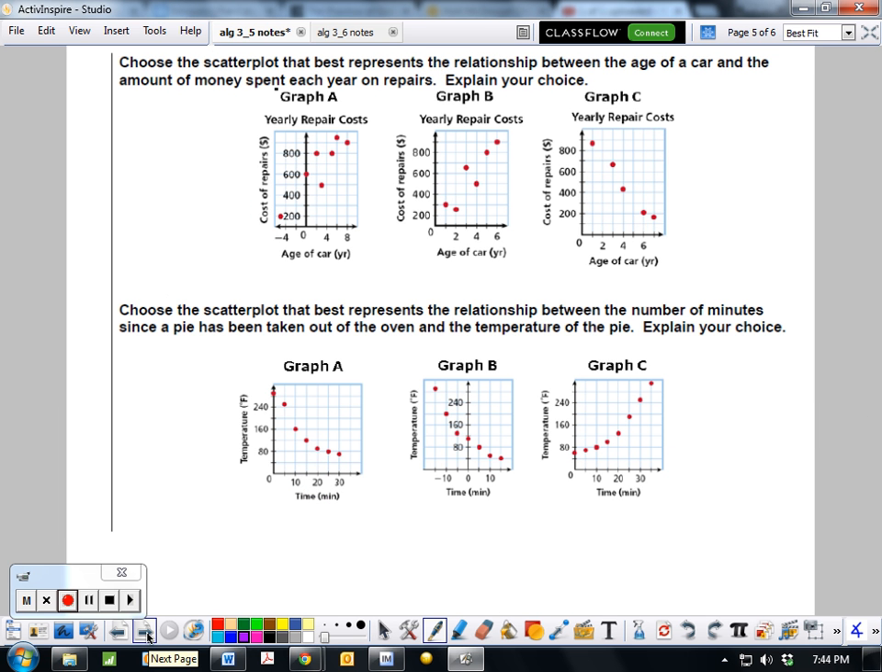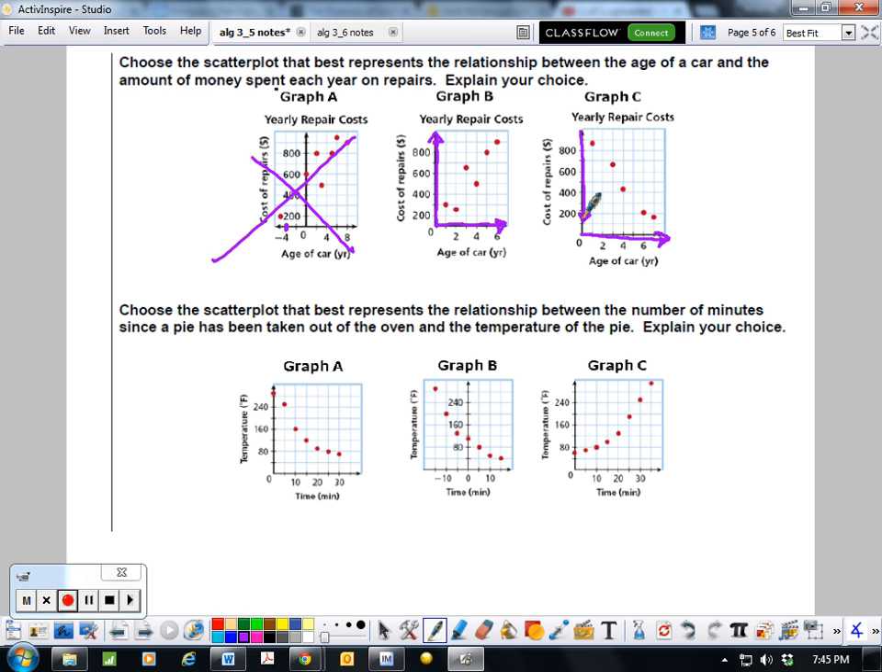Okay, choose the scatter plot that best represents the relationship between the age of a car and the amount of money spent on repairs. The first thing I want to look at is my first graph, where I have -4 age of years. Is it possible for a car to be -4 years old? No. So that is definitely not possible. Now I'm looking at graph B and C, and I'm trying to decide: as my car gets older, am I going to have to spend more money on it, or as my car gets older, do I spend less money on it, because these values are going down?